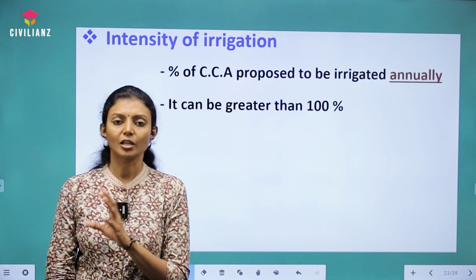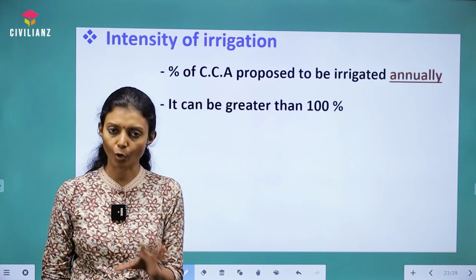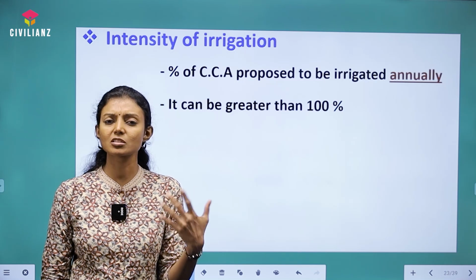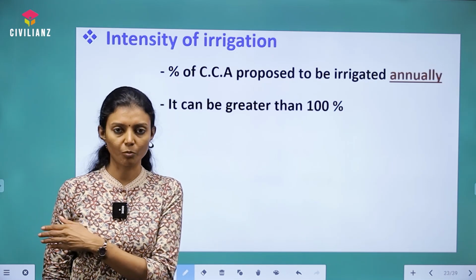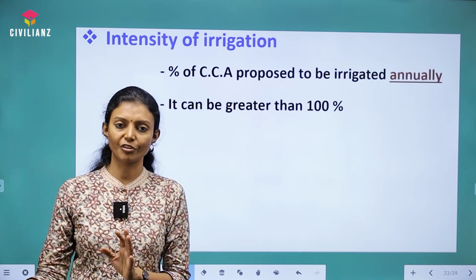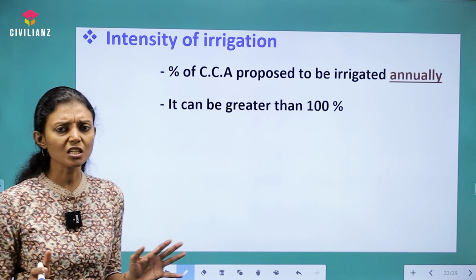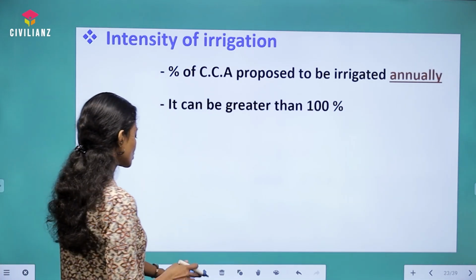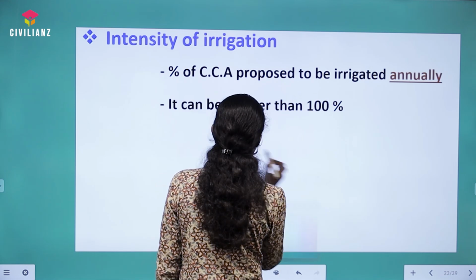Intensity of irrigation. Now, this is very important for problems because you will be coming across this word in almost all the problems. They will be saying that the intensity of rice is so and so, the intensity of wheat is so and so, etc. So, what is basically intensity? I will explain this using an example.